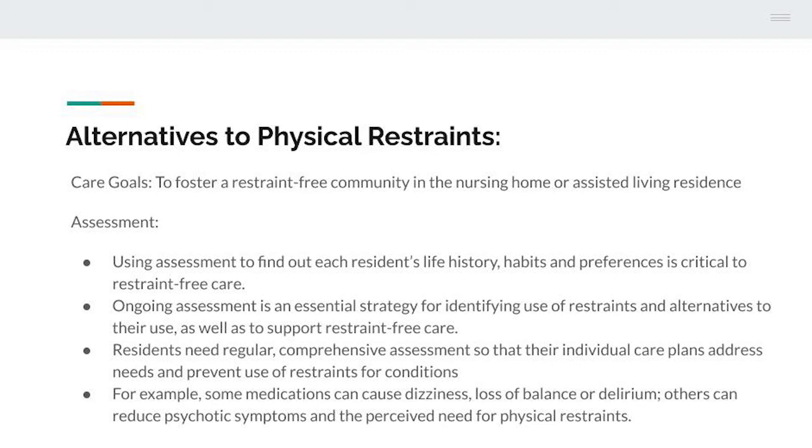Ongoing assessment is an essential strategy for identifying use of restraints and alternatives to their use, as well as to support restraint-free care. Residents need regular, comprehensive assessment so that their individual care plans address needs and prevent the use of restraints for different conditions. For example, some medications can cause dizziness, loss of balance, or delirium. Others can reduce psychotic symptoms and the perceived need for physical restraints.